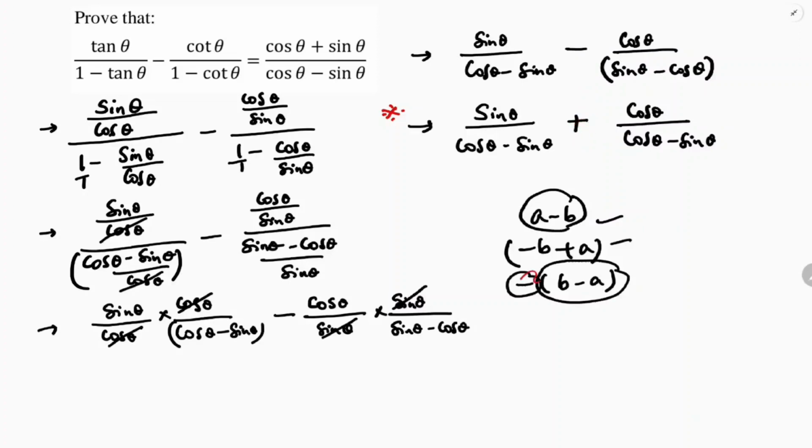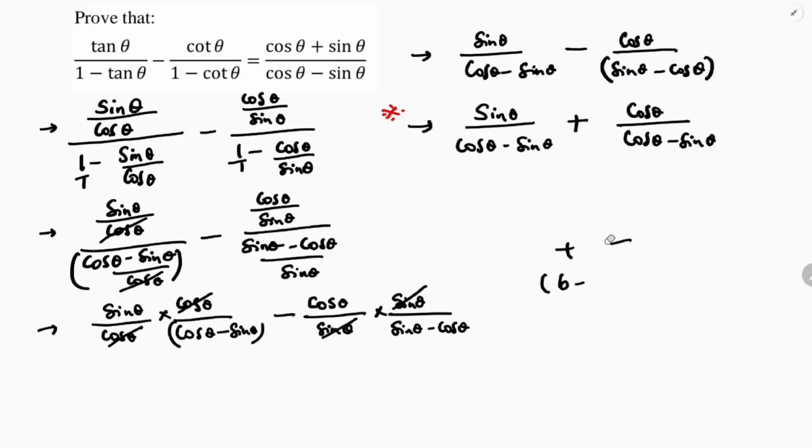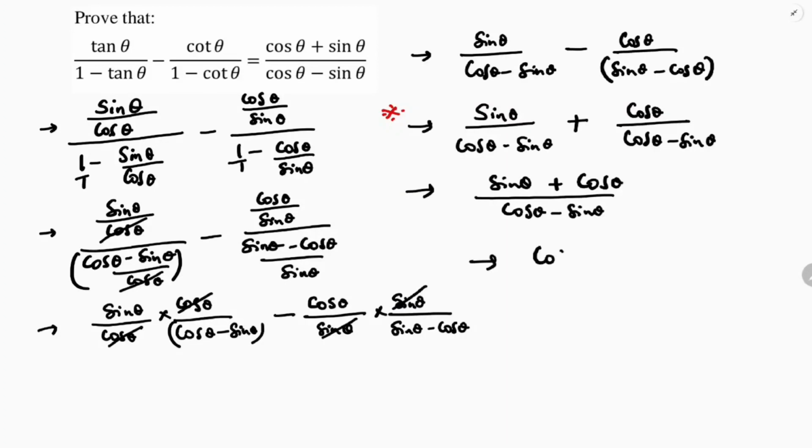So the next step is, if we take the LCM here, the LCM is cos theta minus sin theta, and here it is sin theta, because both LCMs are the same, I'll just write the numerator. So you can write sin plus cos, or cos theta plus sin theta, by cos theta minus sin theta. So in this way you can simplify this.